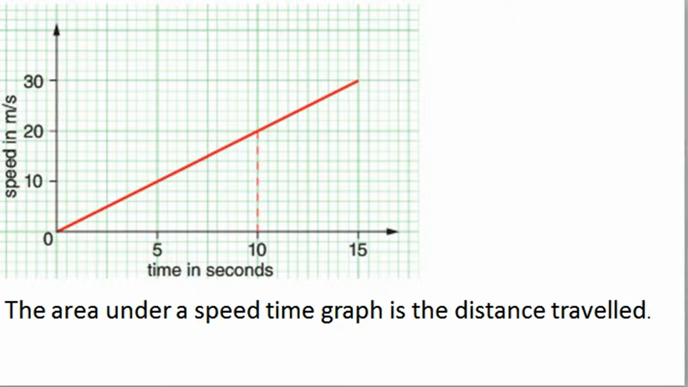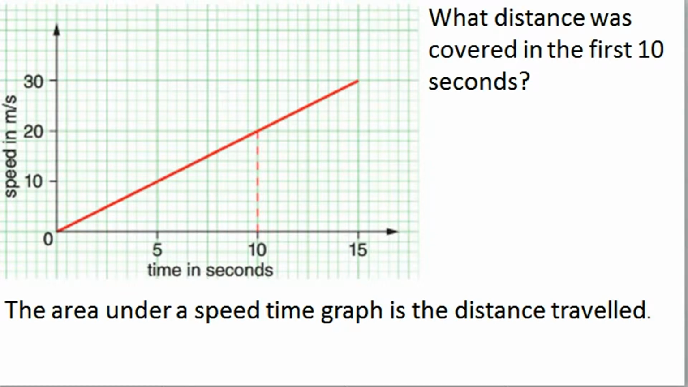Now, the area underneath the line represents the distance travelled. So we've got speed in meters per second here, we've got time here, and if you want the distance, it's the area underneath the line. How do we calculate the area under the line? Well, let's go through a little exam question.